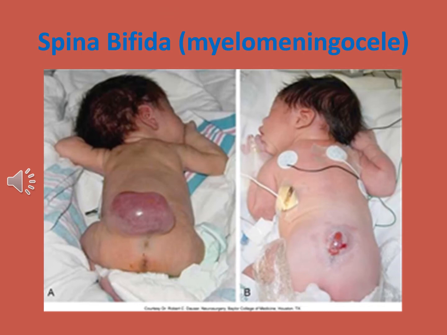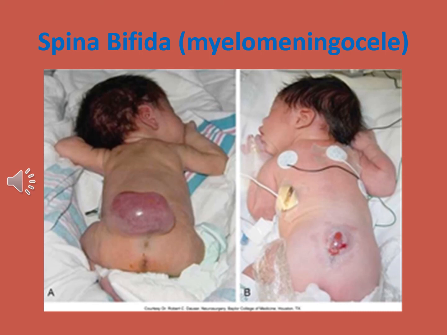Alright, moving into the last disorder we're going to talk about, neural tube disorder. Most commonly referred to as spina bifida or myelomeningocele. Those words are often used interchangeably, but it is a neural tube defect that is present at birth that certainly affects the CNS and the osseous spine.